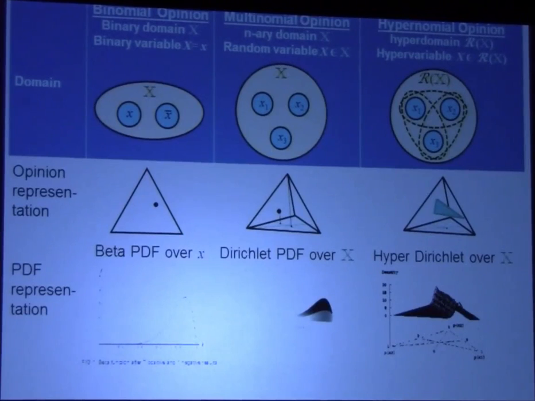The dot in the triangle is actually a representation of an opinion about a binary variable. A dot inside the tetrahedron is a representation of an opinion about a ternary variable that can take three different values. And the beta probability density function, which you cannot see, is an equivalent representation of the dot in the triangle. And the Dirichlet, which is also hard to see, is an equivalent representation of the dot in the tetrahedron. And this hyper-Dirichlet is an equivalent representation of something which cannot really be represented in a tetrahedron. But anyway, it can be represented as a hyper-Dirichlet.